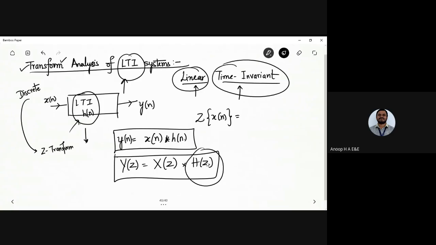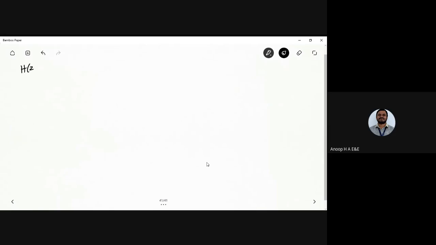So h of n is said to be the impulse response of the system. Now if h of n is the impulse response of the system, what is h of z? It is nothing but the z transform of h of n. So h of z is said to be the z transform of h of n.